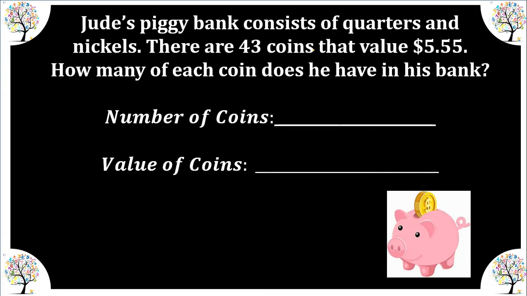Jude's piggy bank consists of quarters and nickels. There are 43 coins that have a value of $5.55. How many of each coin does he have in his bank? So I really have no constant rate of change here, so I'm going to use standard form. If I'm not given a rate of change, that lets me know that slope-intercept form may not be the best choice.